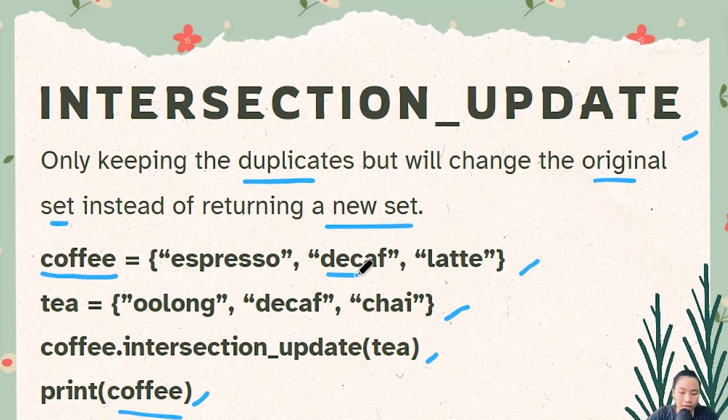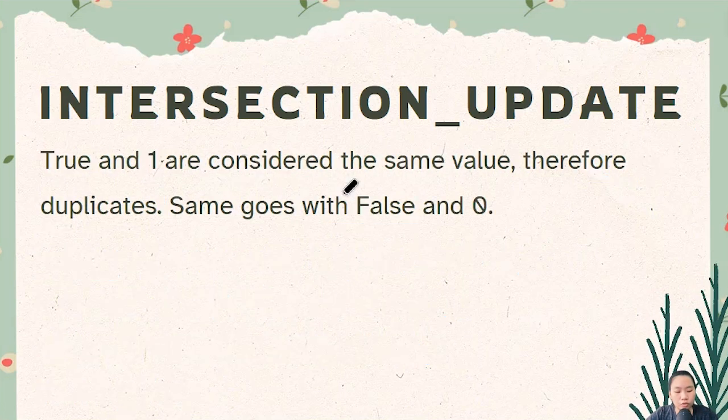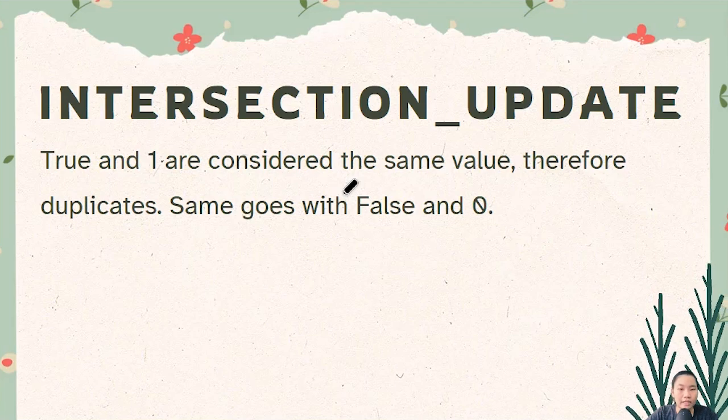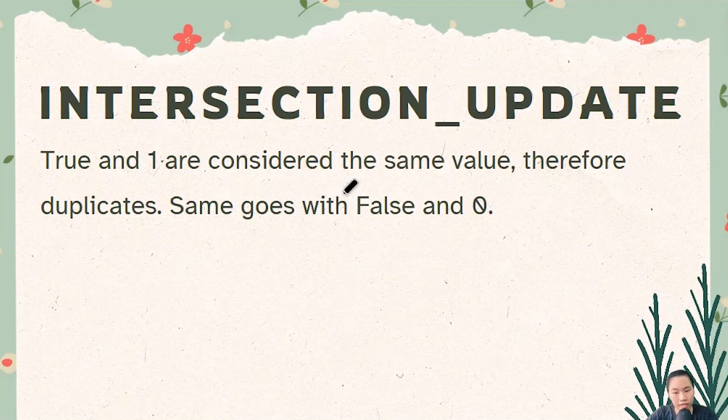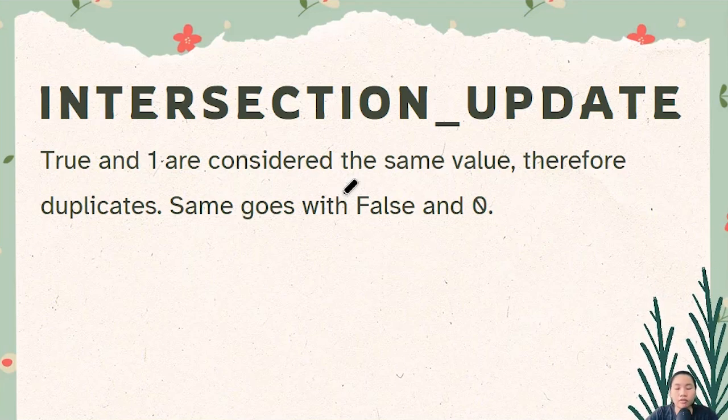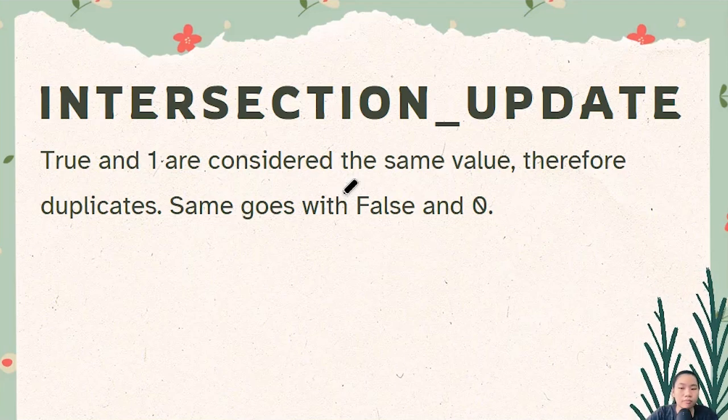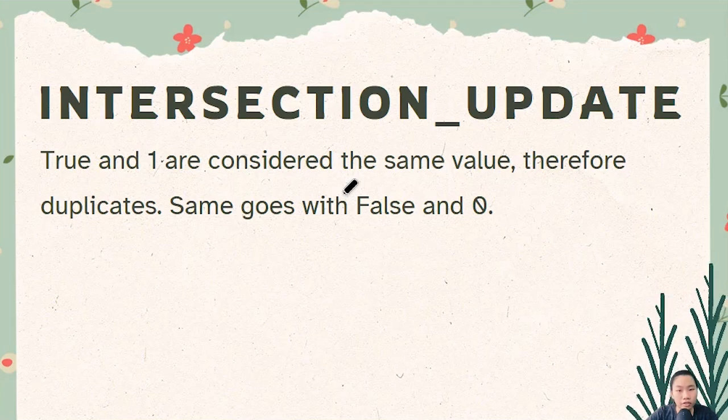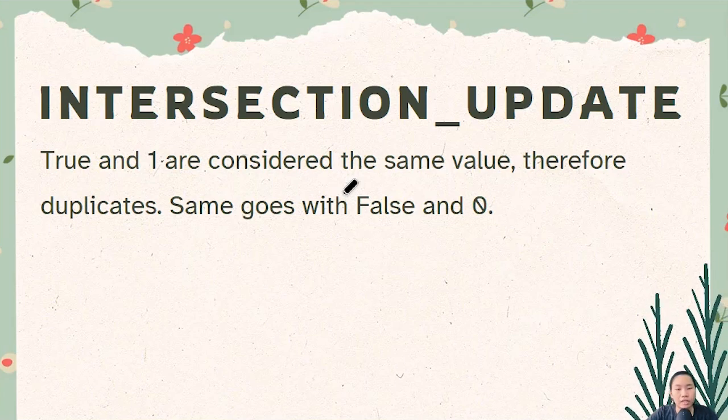Coffee will be decaf. Now, I want to refresh your memories for a bit with True, False, 1, and 0 that we've encountered in the previous lesson. True and 1 are considered the same value. The same goes with False and 0. So if you have True and 1 in the same set, or False and 0 in the same set, they will be considered duplicates, and only the first instance will be considered, okay?